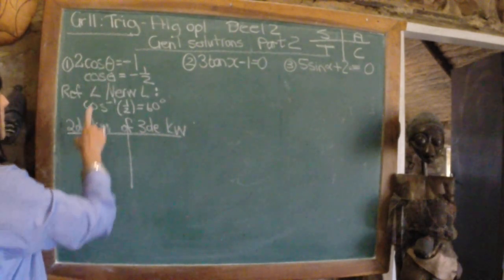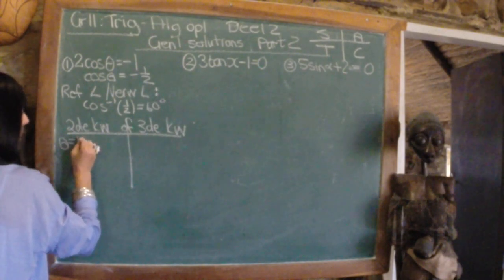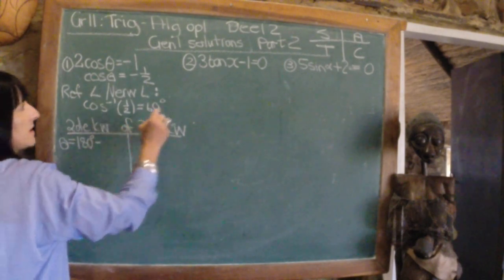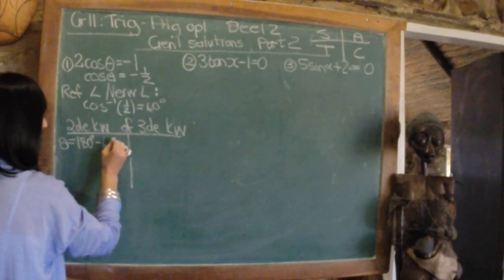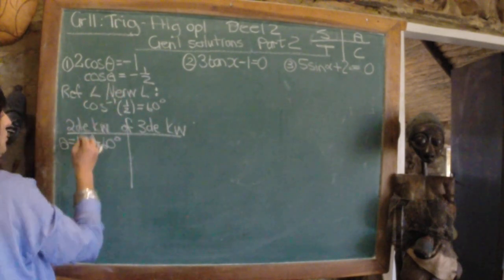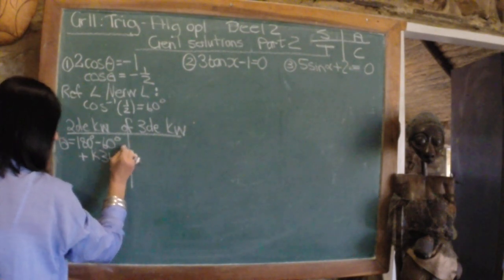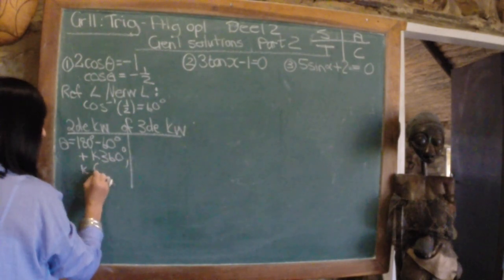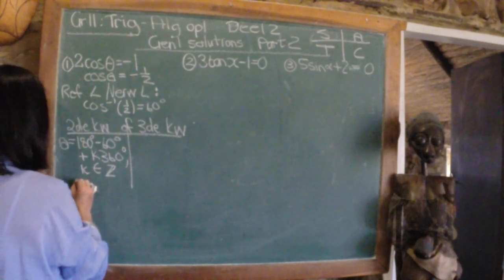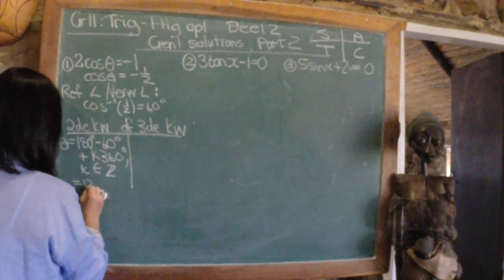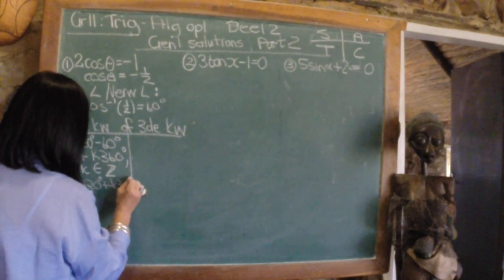Okay, now I'm working with theta. Theta equals 180 degrees minus, that's the second quadrant, my reference angle, and because it's a cos function, it's plus k times the cycle of a cos function, k element of z. You must study that. And now we can simplify that. It's 120 plus k times 360 degrees.